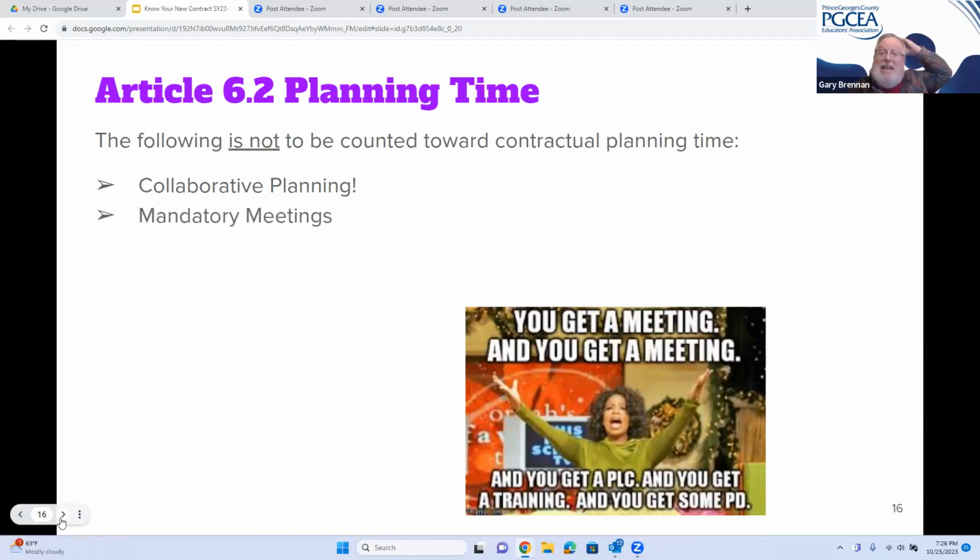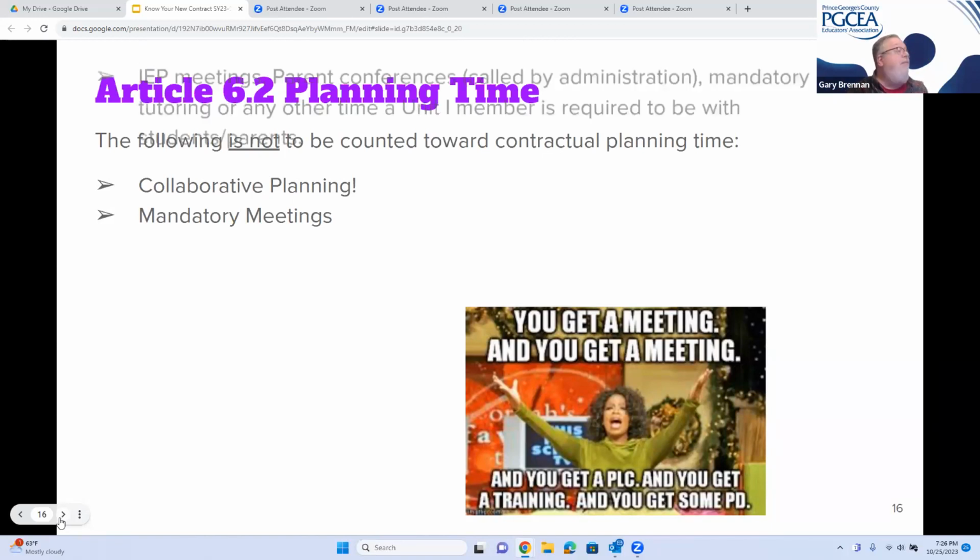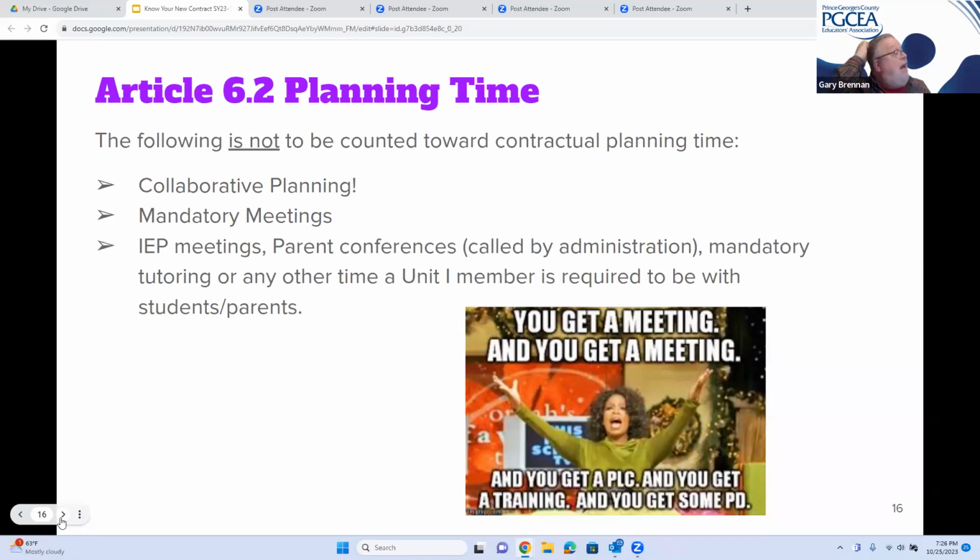Mandatory meetings of any kind do not count as planning time. So if someone is telling you that you have to go to an IEP meeting, that's now a mandatory meeting. That doesn't count towards your planning time, which is teacher directed. IEP meetings, parent conferences called by administration, mandatory tutoring, or any other time a unit member is required to be with students or parents. Again, you can decide to do those things.